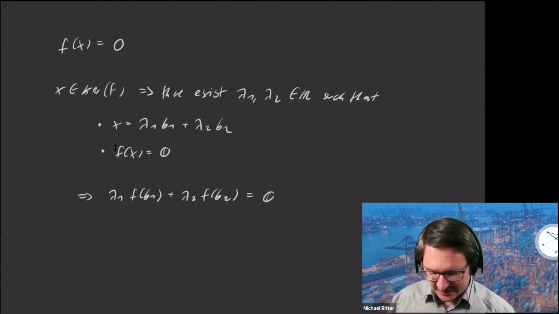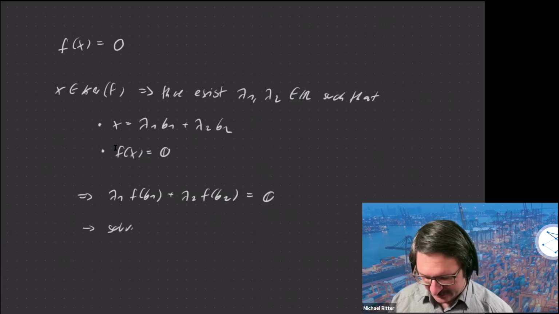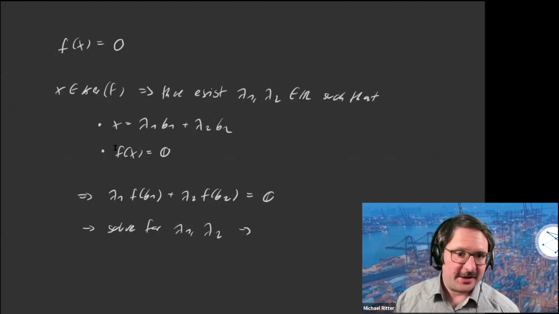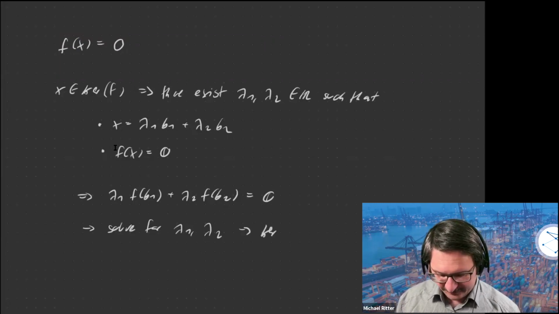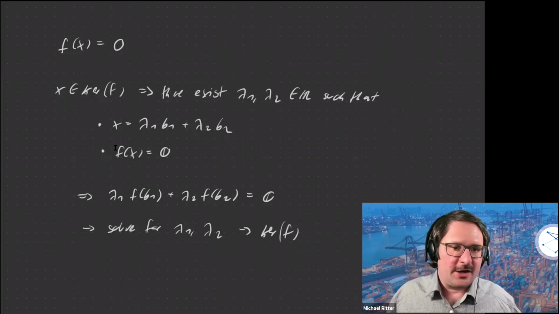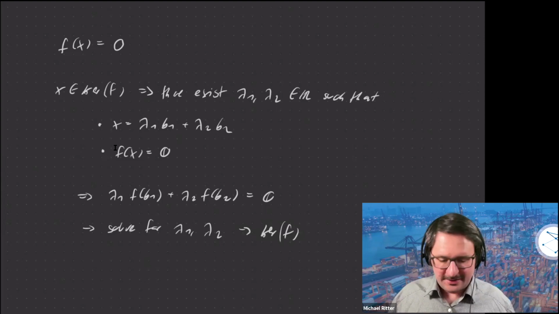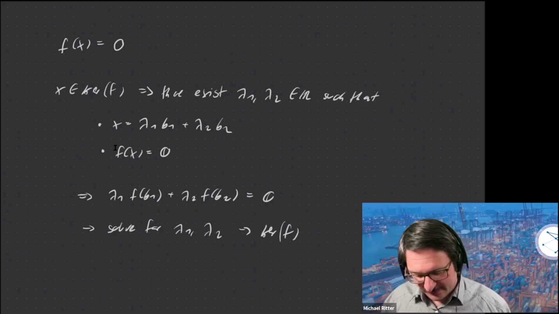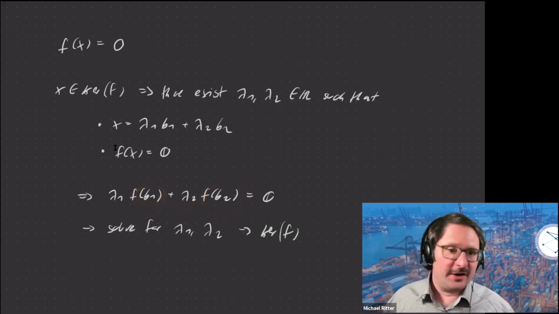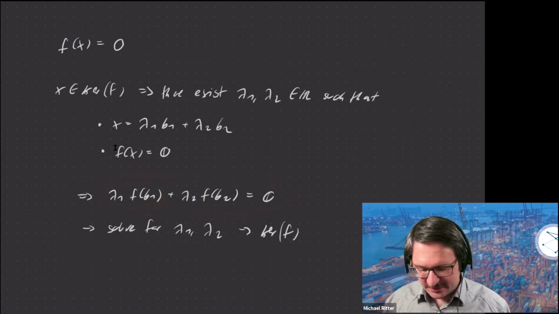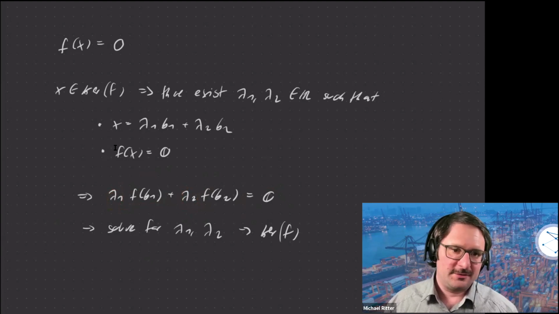And that's an equation system. I could solve that for lambda 1, lambda 2. And that solution would then give me all possible x values in the kernel. So that's how I would proceed if I didn't know the kernel was 0 dimensional. And as you can see, this will only be relevant, as will only happen, if those two vectors, f of b1 and f of b2, are linearly dependent, right? Only then can there be a solution to this that is not setting both of these lambdas to 0.